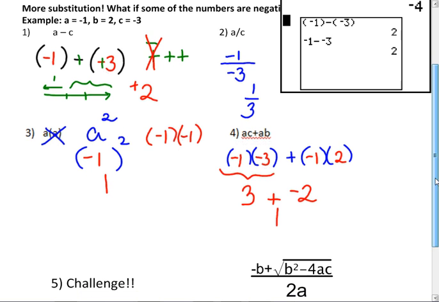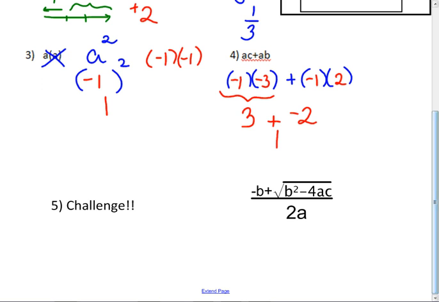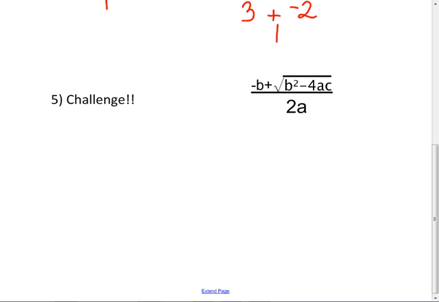Now, I don't know if anybody's seen this last one. I call it a challenge, because it's a challenge for most people. Does anybody recognize that formula? It's a formula.